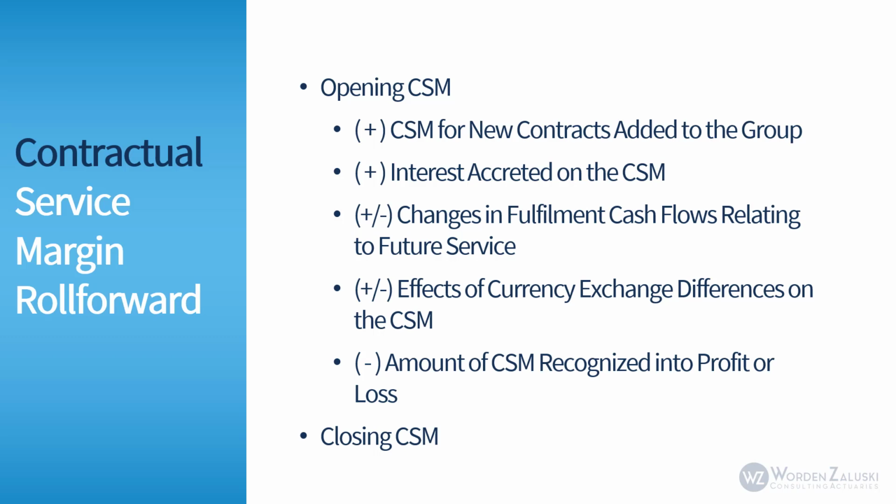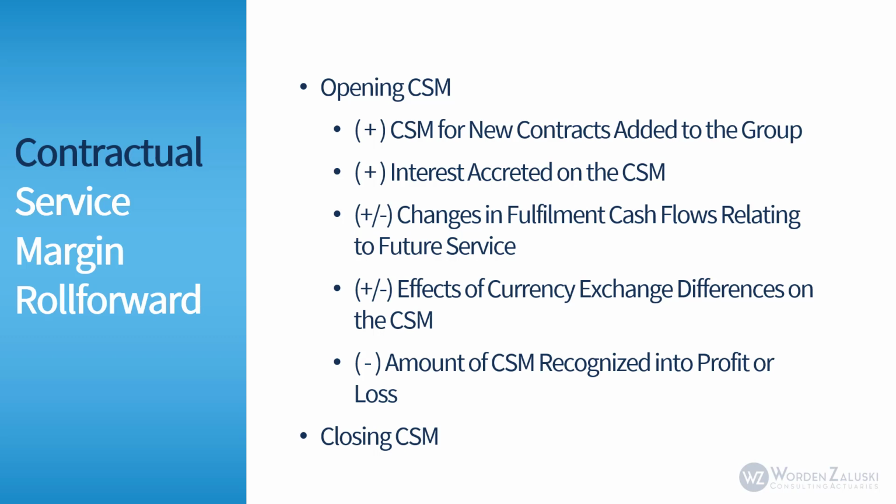After that first 12-month period, that value would always be 0. There would be no new contracts added to the group. So you take your opening CSM plus the CSM for new contracts added to the group, and then you're going to increase the balance of the CSM for interest accretion. And that interest is going to be using the locked-in curve that was determined for that group of policies on initial recognition.